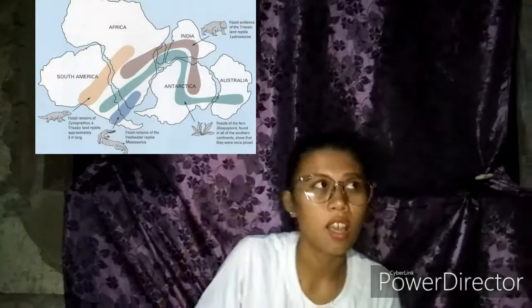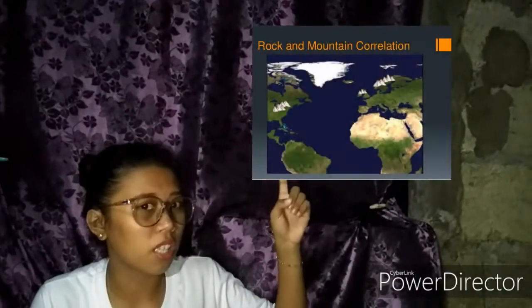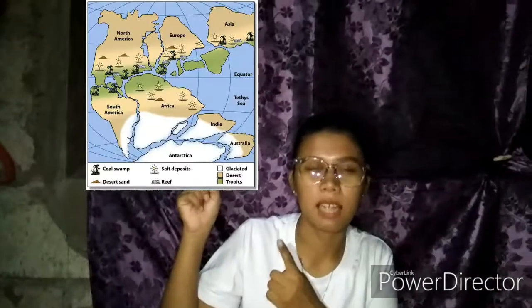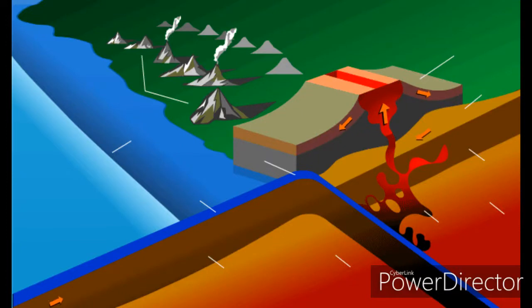He only proposed some evidence that the continents were joined together, like the apparent fit of the continents, the fossil correlation, the rock and mountain correlation, and the past climate. Today, we all know that it was caused by plate tectonics. Plate tectonics pushed the continents together.